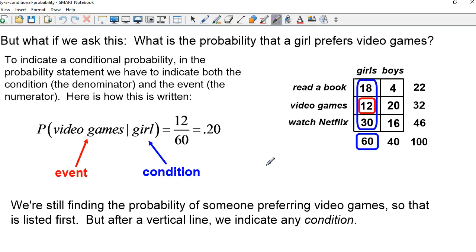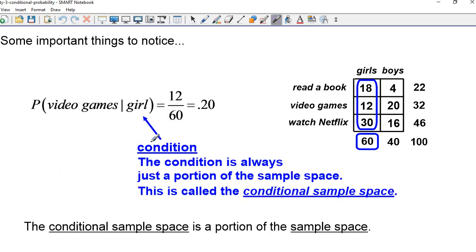Okay, to indicate conditional probability, in the probability statement we have to indicate both the condition that applies to the denominator and also the event, which applies to the numerator. This is how it's actually written. It's written this way, P for probability. We put the probability of what we're finding, that someone likes video games, and then we put a vertical line, and then after that we indicate the condition. The condition is that we're talking only about a girl, right? So the event comes first, the probability of what we're finding, and then after a line we put the condition. We're still finding the probability of someone preferring video games, so that's listed first. The condition is that we're choosing only out of the girls. Okay, so some things to notice.